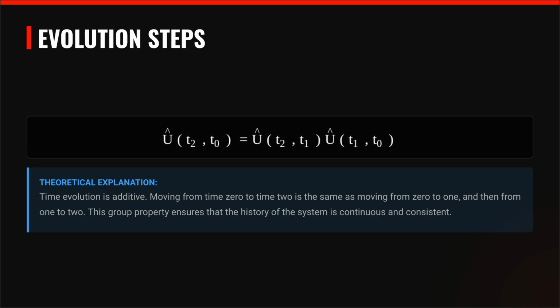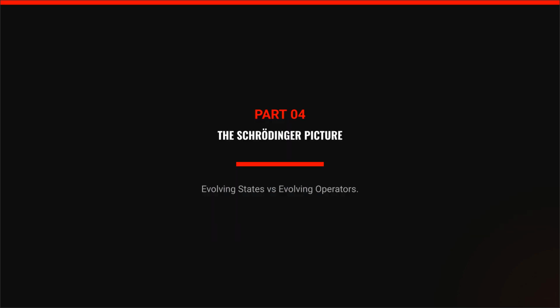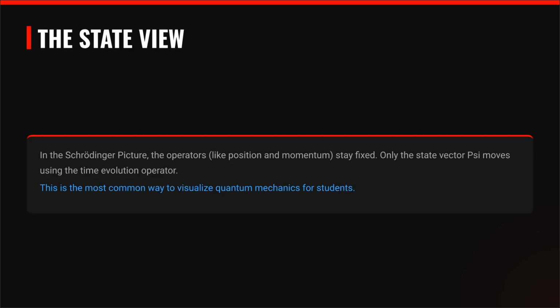Evolution steps are additive. Moving from time 0 to time t2 is the same as moving sequentially through intermediate times. This group property ensures the system's history is continuous and consistent. Part 04 covers the Schrödinger picture, which distinguishes between evolving states and evolving operators. In the Schrödinger picture, the operators remain fixed, and only the state vector, psi, evolves using the time evolution operator. This is the common way to visualize quantum mechanics.